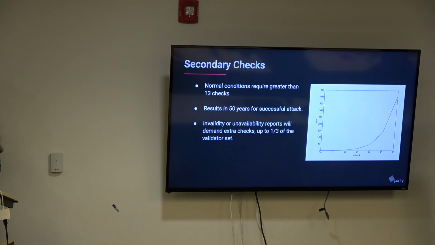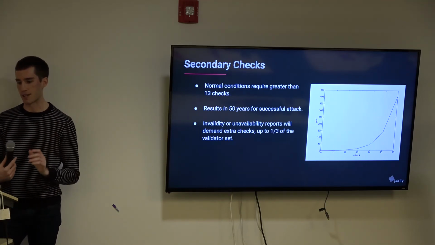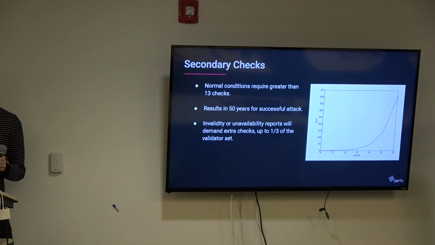If you're just randomly sampling validators, then the chance that 14 people will maliciously report a block as being valid when it's actually invalid, it would take like 50 years for that to happen, just from probability.